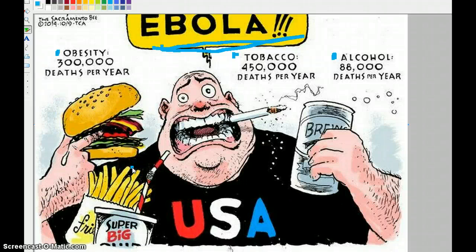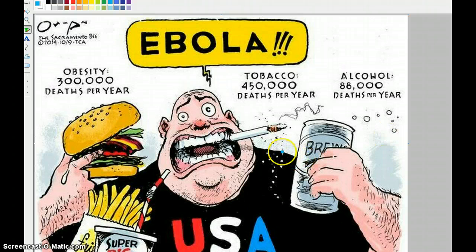Okay, so today we're going to be looking at how to analyze a political cartoon. And I decided to use a political cartoon that focuses on the Ebola crisis that is currently happening. It's December 2014, so that's time appropriate for right now.